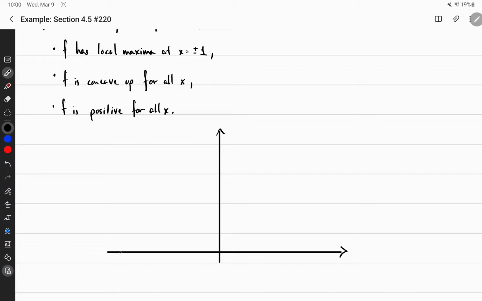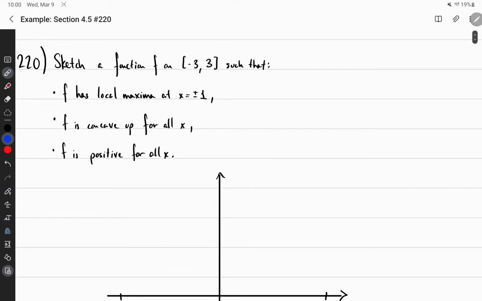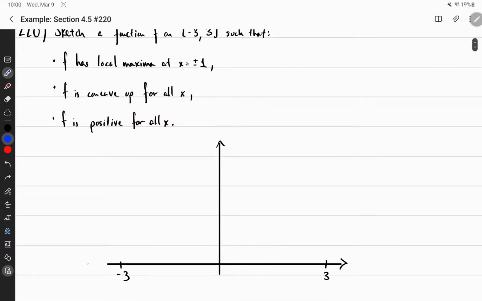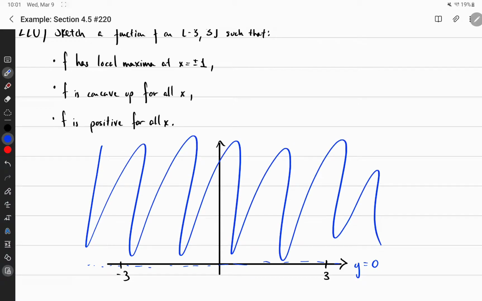Okay. And we're working on the interval from -3 to 3, so I'll draw those points in as well. And now we can get started. Probably the easiest thing we can get out of these three conditions is to look at the third one, which says f is positive for all x. What that means in terms of our sketch is that if I draw on the line y equals 0 here, then the graph of f, if f is to be positive, has to lie in this region above the line y equals 0. So when we go and draw on our graph, it better lie in this region, or else we'll have some problems.